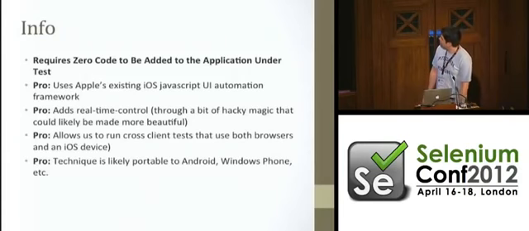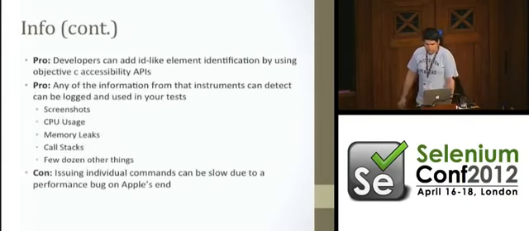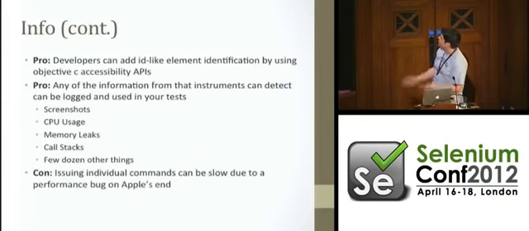The pros are it adds real-time control through a bit of hacky magic that I won't go into here, but you will see when I release the code. It allows users to run cross-client tests using both browsers and iOS devices, so combining Selenium with this. And it's likely portable to Android and Windows Phone, though I haven't done it yet. Developers can add ID-like element identification using the accessibility APIs in iOS. Any of the information from the instruments can be used in these tests, like screenshots, CPU usage, memory leaks, call stacks, crashes, and a few dozen other things you can write your own. It's all good. The only con is that there's a performance bug in Apple's automation suite with one function that I use a lot, so you need to batch commands together to make them run fast.